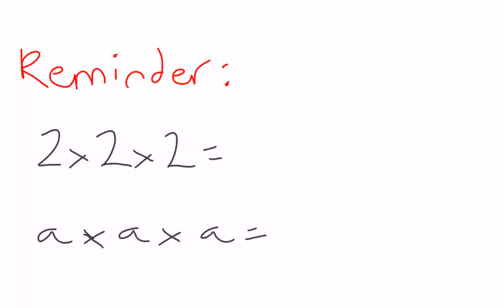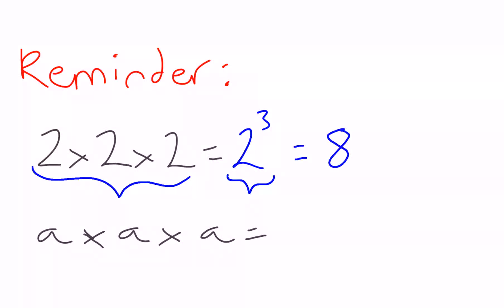2 times 2 times 2 can be written as 2 cubed. This is the index form. This is the expanded form. And if we wanted to evaluate it, 2 times 2 is 4, times 2 is 8. So we've evaluated 2 cubed is equal to 8.